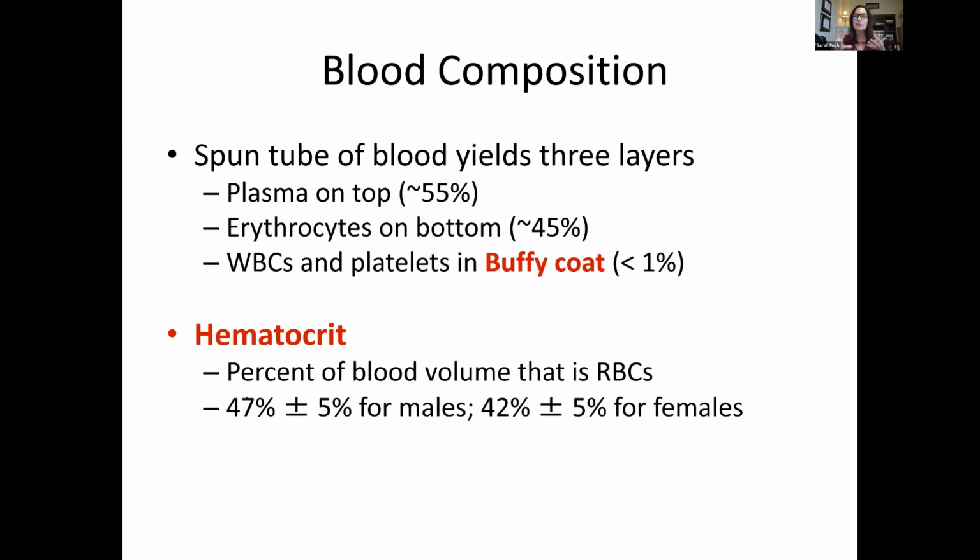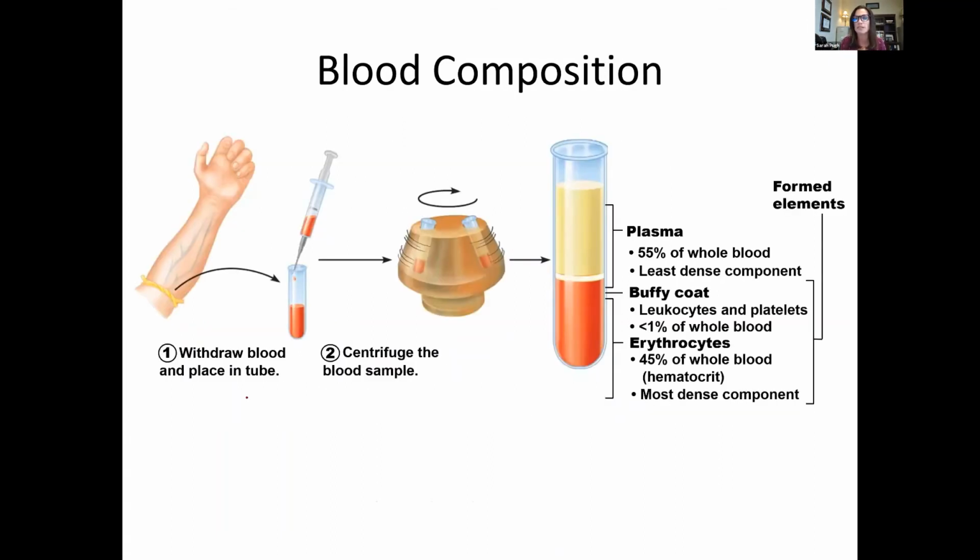Now, if we look at your blood, if we were to draw blood from a patient and spin it down in a centrifuge, similar to this image that we're looking at here, what we would find is that the heavy stuff is going to sink to the bottom. So the heavy stuff is going to be the formed elements. So what we see at the very bottom are the heaviest. That's going to be your red blood cells. Red blood cells make up about 45% of your blood volume, so a little less than half.